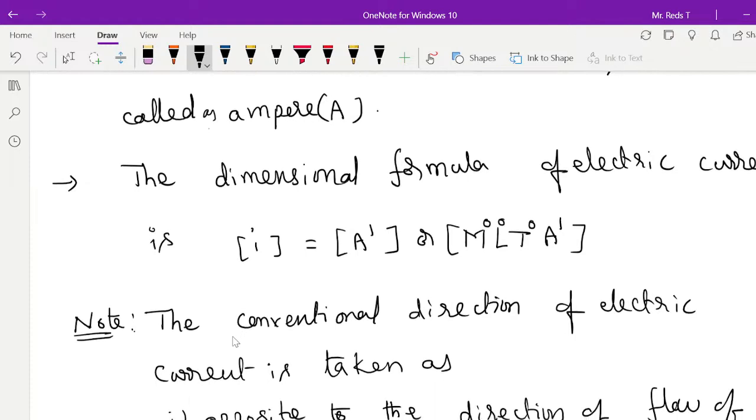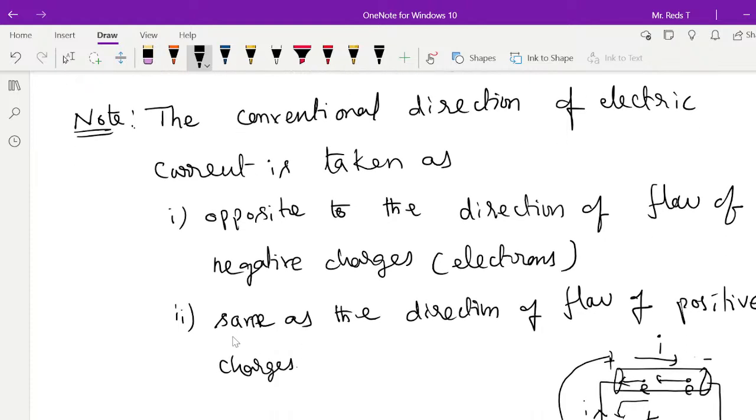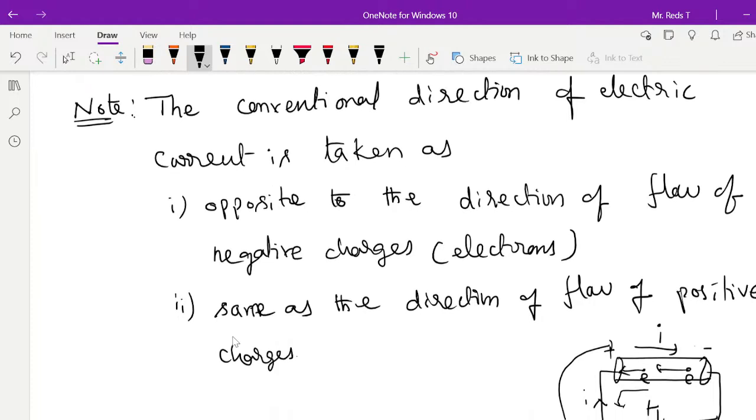Okay, and as an additional point, you have to keep it as a note. The conventional direction of electric current in a circuit or in a conductor is taken as opposite to the direction of flow of negative charges like electrons, and same as the direction of flow of positive charges like protons.